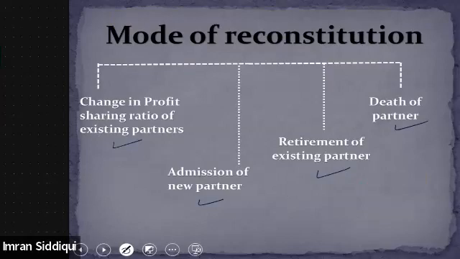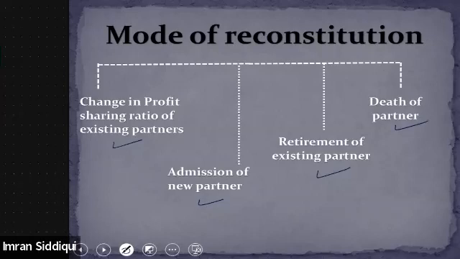Now see, we will cover various modes of reconstitution one by one. First of all, we will start with the change in PSR. How change in PSR affects the partnership. Then we will talk about the effect of admission of a new partner. Then we will talk about the retirement of a partner and then death of a partner. All of these are different chapters. All these different modes of reconstitution are four different chapters.